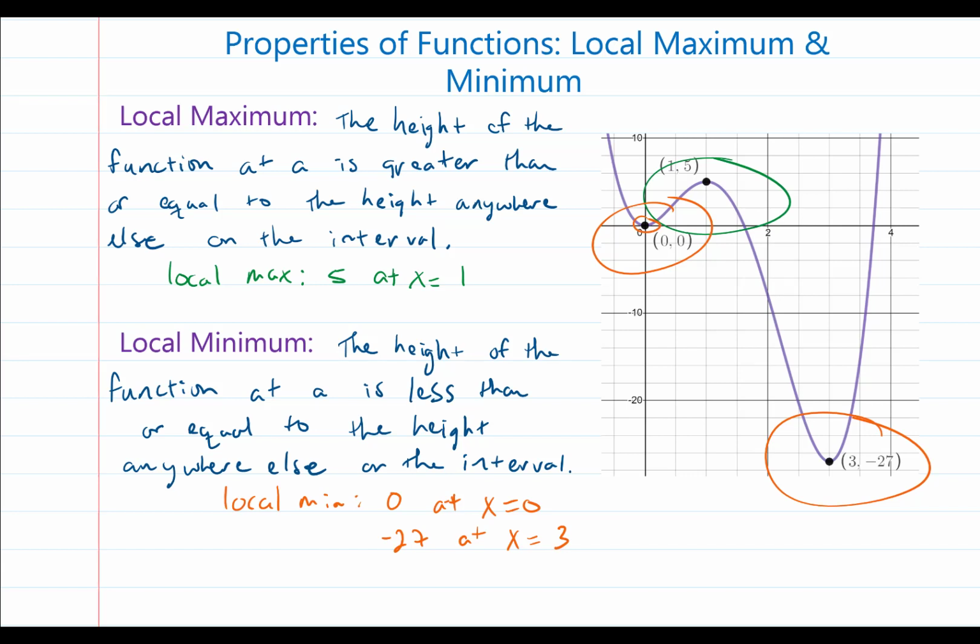So to recap, when you are asked to find the local maximum or local minimum, you're going to identify the y-coordinate of the point where you have a peak or a valley. And when it's a peak, a high point, it's going to be a maximum, and when it's a valley, it will be a minimum. You might be asked to identify where it is, and if you are, then you are supposed to identify the x-coordinate where that high point or low point occurs.